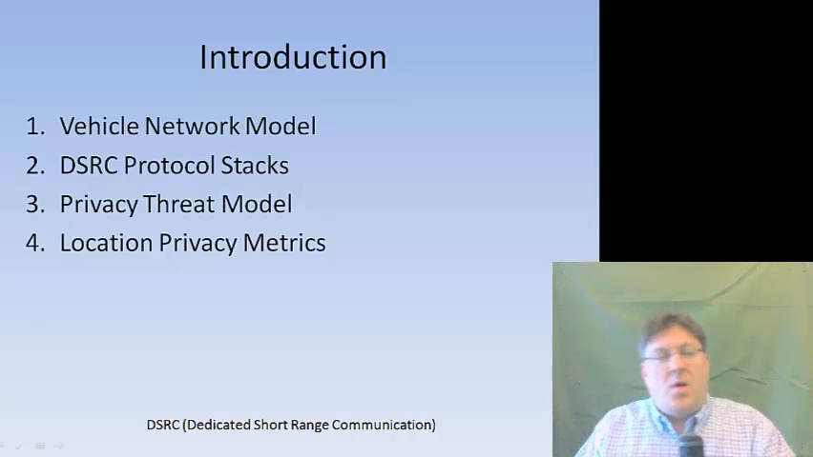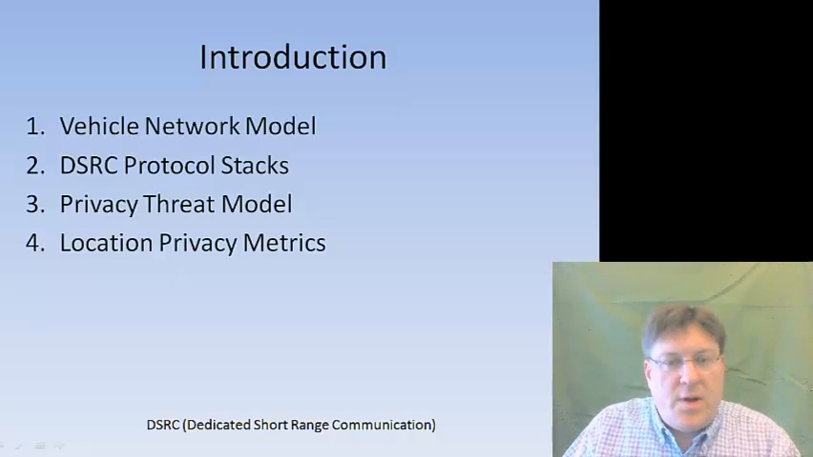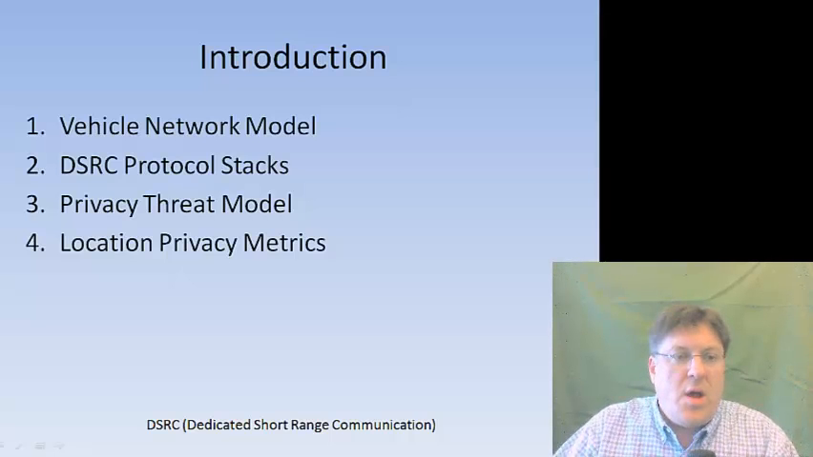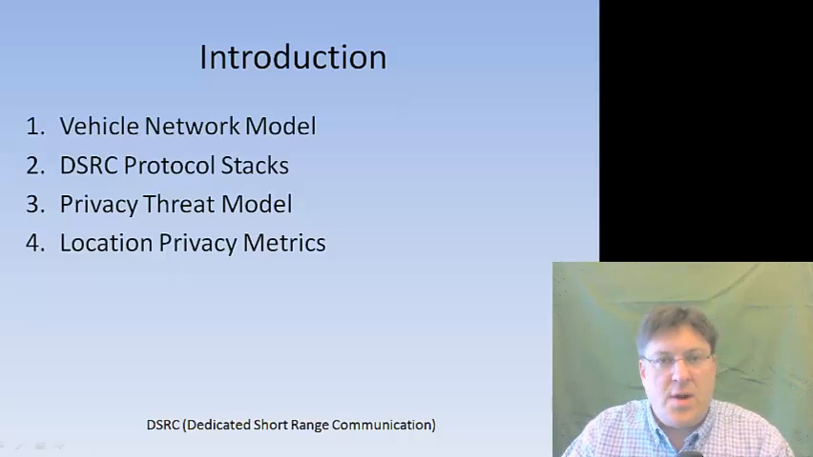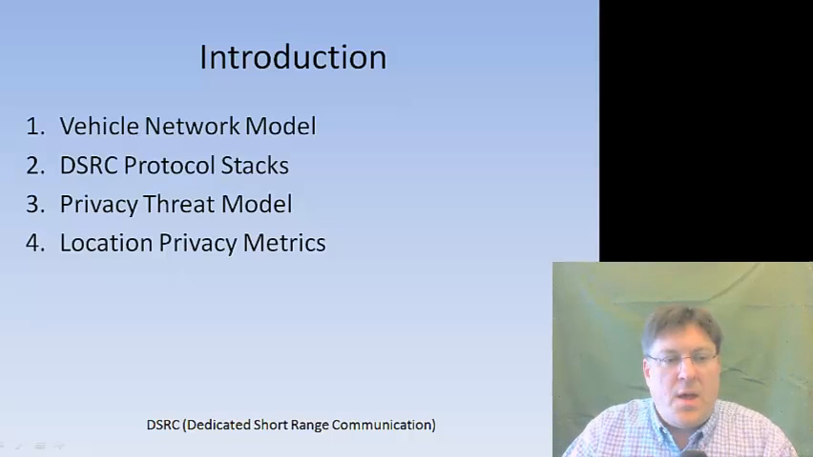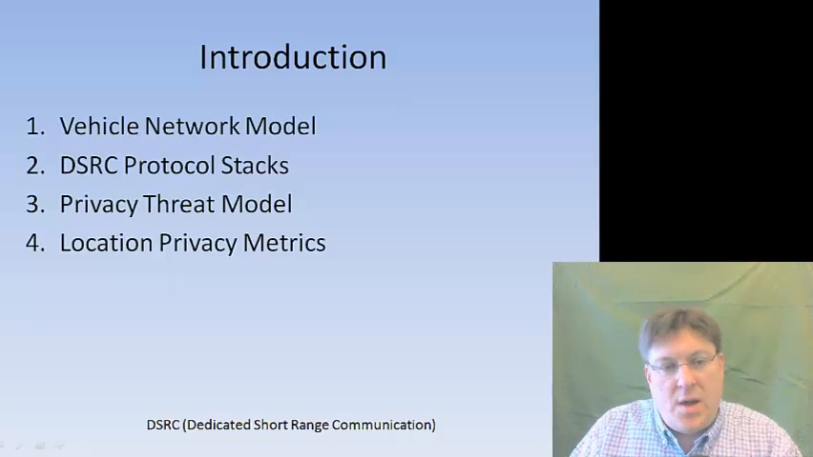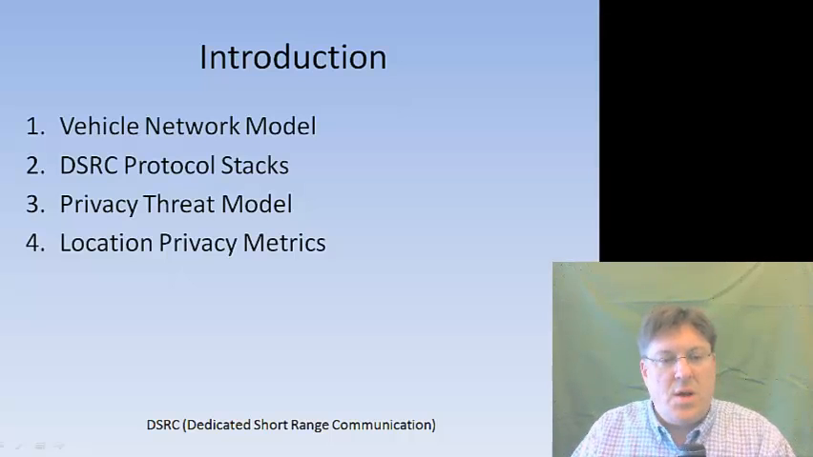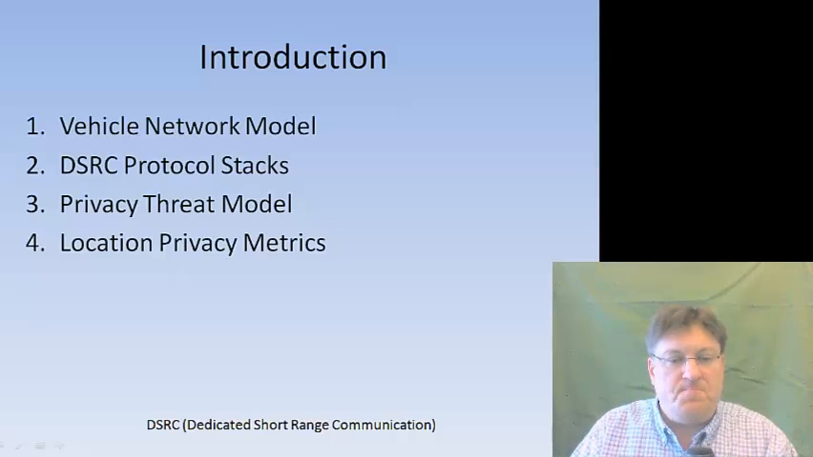Introduction. We'll talk today about the vehicle network model, which is the way that vehicles interact with each other through a network. The DSRC protocol stacks, which there's two of them, and DSRC stands for Dedicated Short Range Communications. And the privacy threat model number 3, which is basically how can privacy be breached using vehicle networks. And then last but not least, we'll talk specifically about location privacy metrics. How do we measure location privacy in particular?